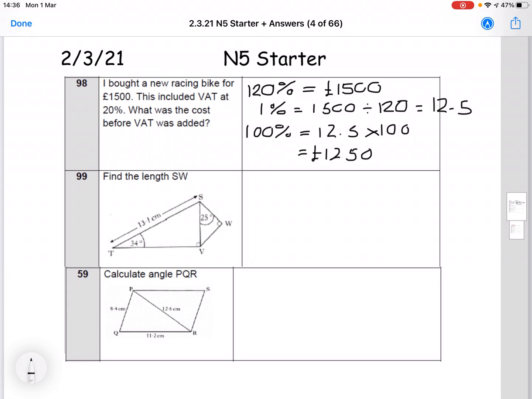The next question here, we have find the length SW. So here in our diagram, we actually have two right angled triangles. So we could use SOHCAHTOA to do this question. So in the first triangle on the left, you can see you've got 13.1 as the hypotenuse and you've got an angle of 34. And in the smaller triangle on the right, all we have there is an angle of 25, and we're being asked to find the length of SW. So we're being asked for that length along that side there.